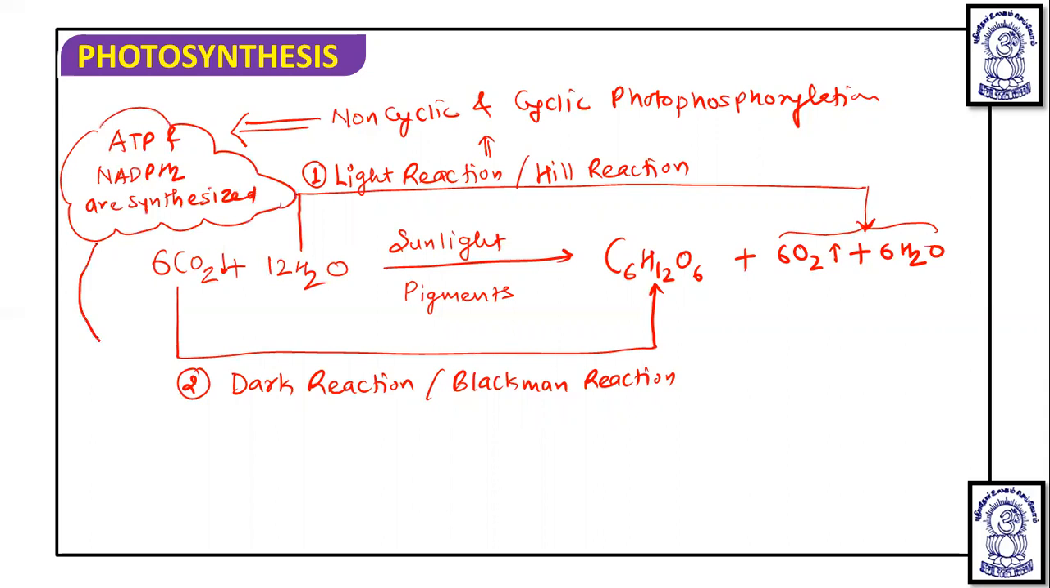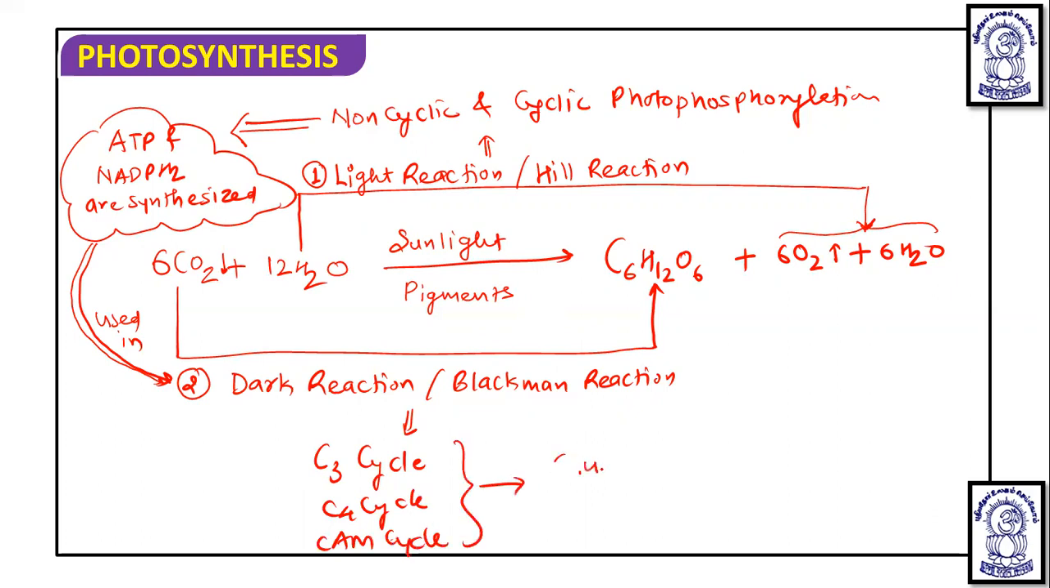Now these products of the light reaction, that is ATP and NADPH2, are used in the dark reaction where CO2 fixation occurs and glucose formation takes place. In the dark reaction, we will study the C3 cycle, C4 cycle, and CAM cycle or pathway. These are ultimately involved in glucose synthesis by CO2 fixation. So these things we are going to study in the process.